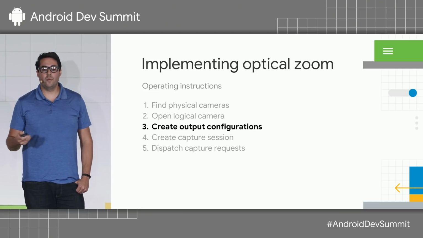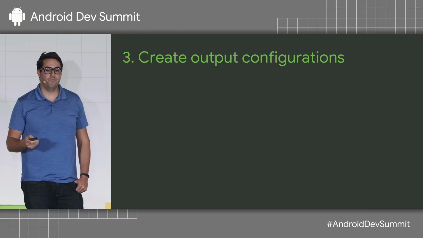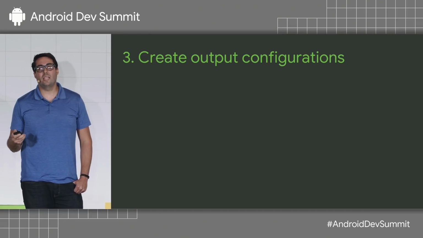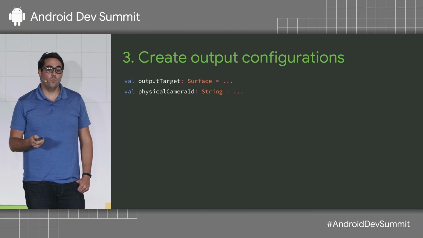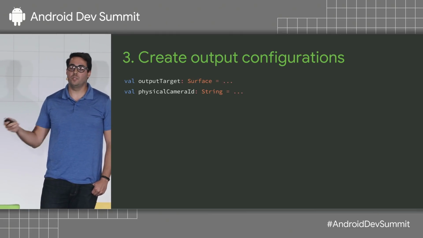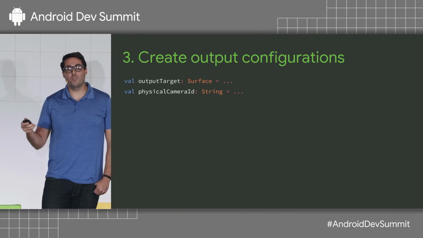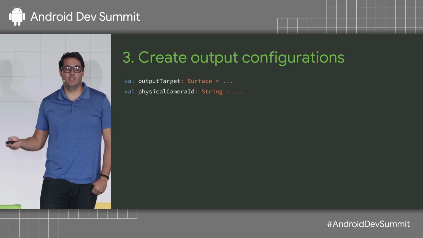In the next step, we'll create the output configuration objects. They will be used to create the camera session. For each desired output target, we may have a physical camera ID from the list we found earlier if we want to retrieve frames from a specific hardware camera. Let's go into more details.